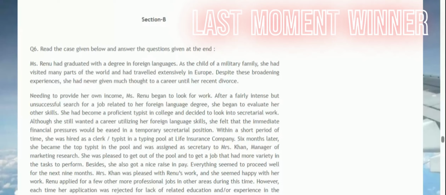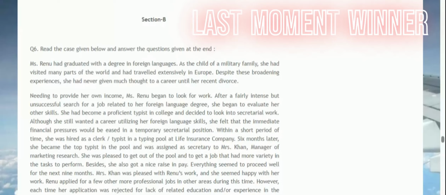Everything seemed to proceed well for the next 9 months. Mrs. Khan was pleased with Renu's work, and she seemed happy with her work. Renu applied for a few other more professional jobs in other areas during this time. However, each time her application was rejected for lack of related education and/or experience in the area.